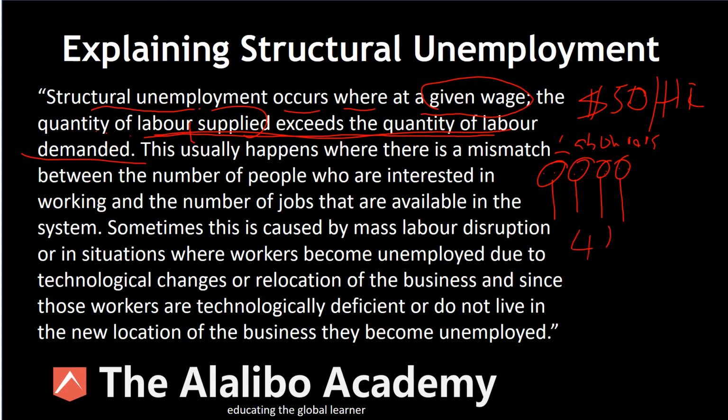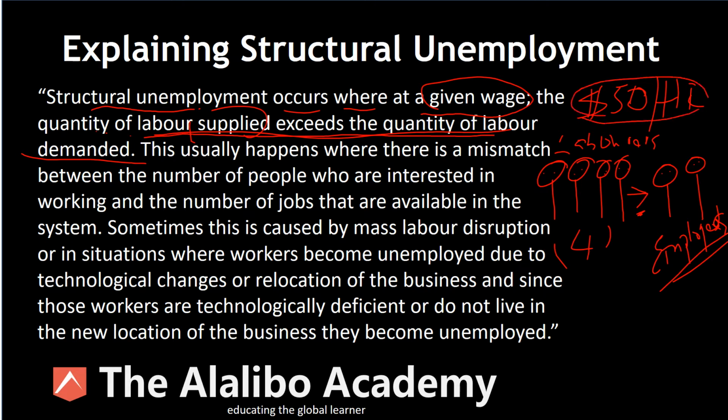And we have 2 employers, right? These are employers. So let's put them here. These are employers, right? So the quantity of labor exceeds the labor that is demanded. And that's what this is saying. So at $50 an hour, the quantity of labor supplied exceeds the quantity of labor demanded. That's essentially structural unemployment. But let's take it further and have a better understanding as to when this happens.